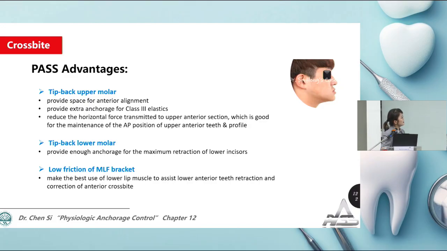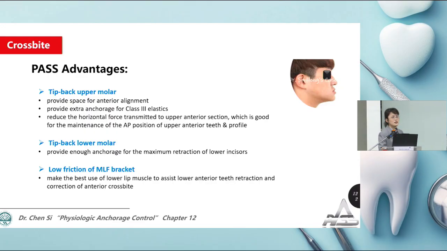Let's see the advantages. Advantage 1, the tip-back upper molar can provide space for anterior alignment, can provide extra anchorage for class 3 elastics, and can reduce the horizontal force transmitted to upper anterior section, which is good for the maintenance of the AP position of upper anterior teeth and profile.